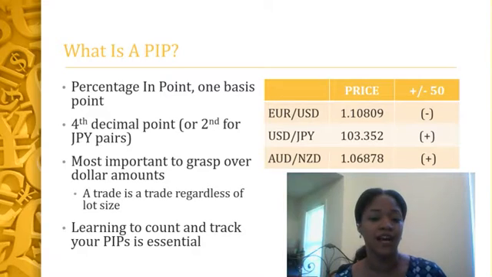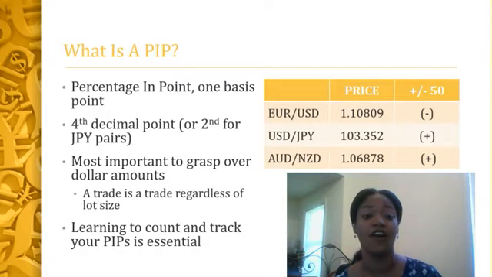So I want to do a quick exercise. I want you to take the euro dollar and I want you to subtract 50 pips. I want you to take the dollar yen, I want you to add 50 pips. And I want you to take the Aussie Kiwi, and I want you to add 50 pips. I'm going to pause the recording here, and I hope you will as well. Take a minute and do this for real. It takes like 2 seconds for each pair. Take some time and see if you can figure out what it is.